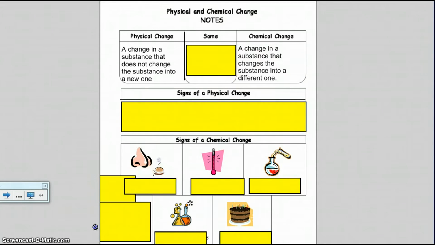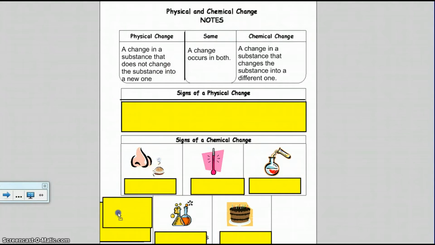A chemical change is kind of the opposite. It is a change in a substance that changes the substance into a different one. So something new that was not there before is being made. Similarities between a physical change and a chemical change, pretty obvious. They are both a change. A change occurs in both.